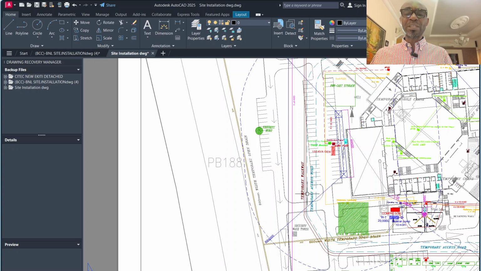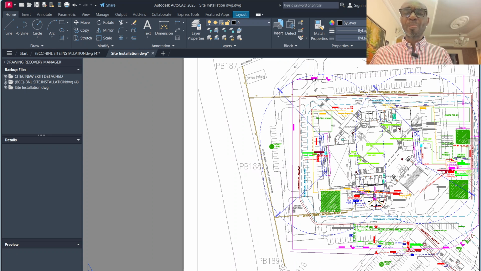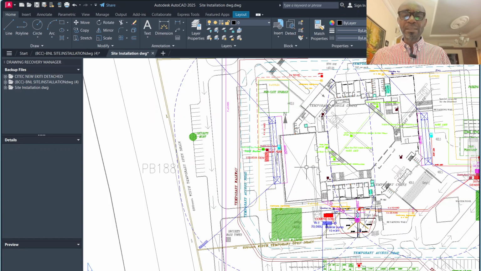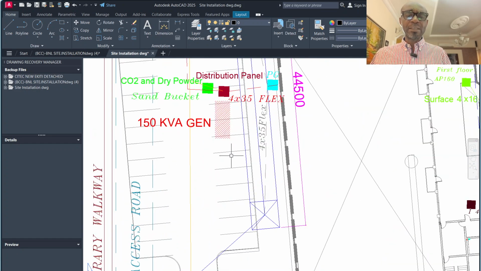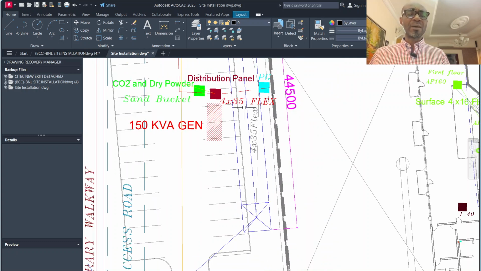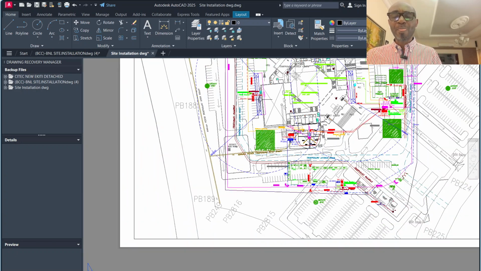So for you now to determine the length of cable and the cost of cable you are going to provide for light here, you have to measure all, because this site installation drawing has already shown you how the cables are going to run. Then you take them by their sizes and put your price against it. Here you have a single generator, a distribution box, and the cable is a 4x35 flex. You provide a sand bucket, a CO2, a dry powder, and a distribution panel.